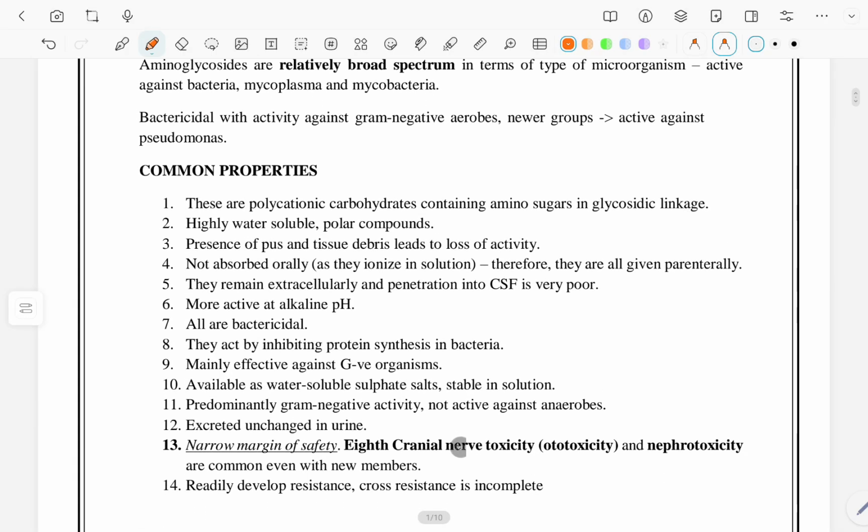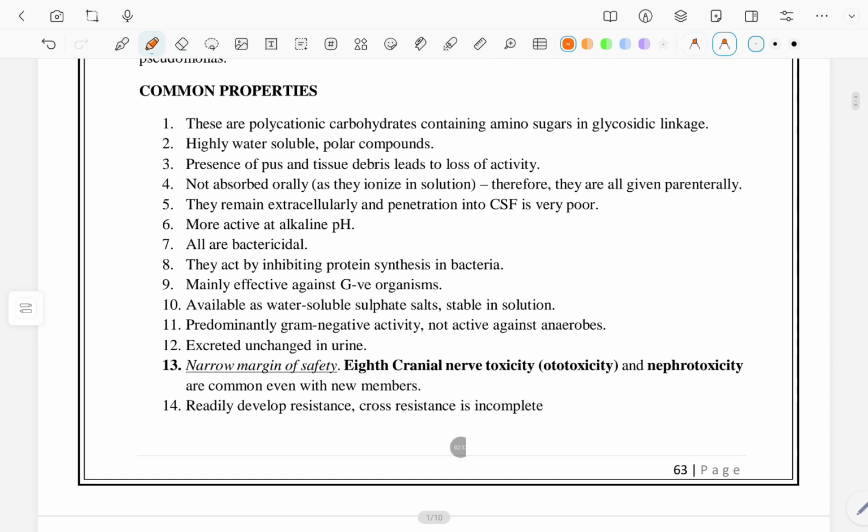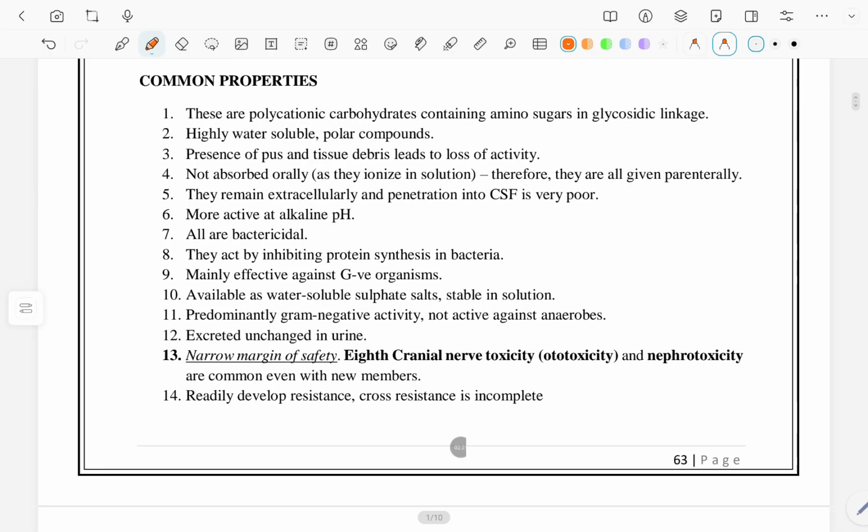Common properties. These are polycationic carbohydrates containing amino sugar in glycosidic linkage, highly water-soluble polar compounds. Presence of pus and tissue debris leads to loss of activity. They are not absorbed orally as they ionize in solution, therefore they are all given parenterally. They remain extracellular and penetration into CSF is very poor. They are more active at alkaline pH.